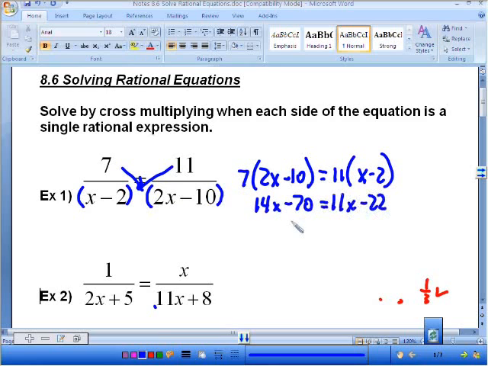Solve it just like you know to solve an equation. Subtract 11x, that gives us 3x. Add 70, that gives us 48. Divide by 3, that gives us 16.